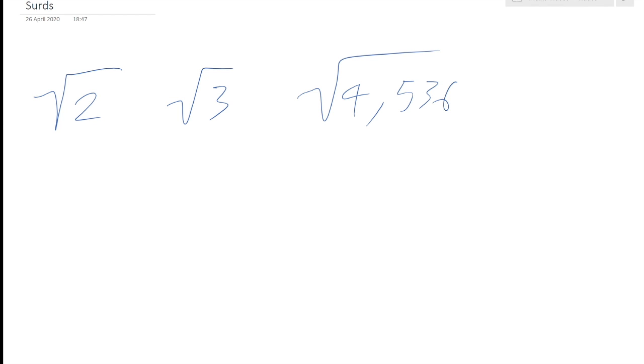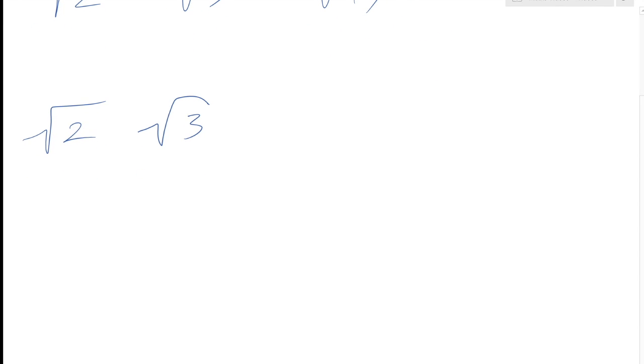So first of all, what do I mean when I say simplifying a surd? Well, some surds, like square root of 2 and square root of 3, cannot be simplified. They are in their simplest form, which means effectively that the number under the root has no square factors. But if we take a number like square root of 8, we can simplify that into 2 root 2. And I will explain why now.